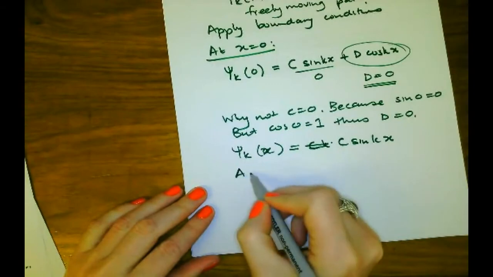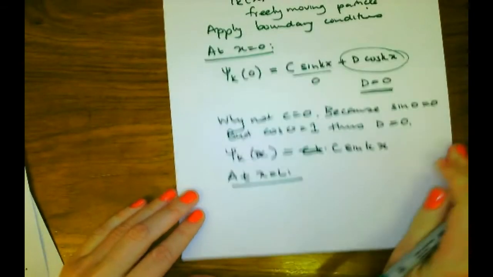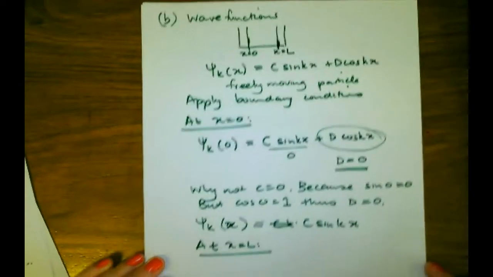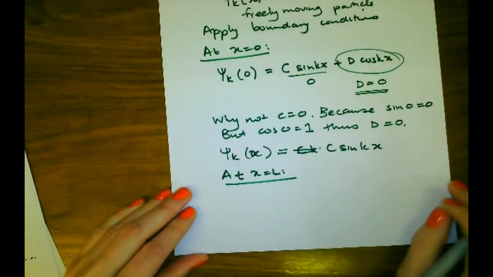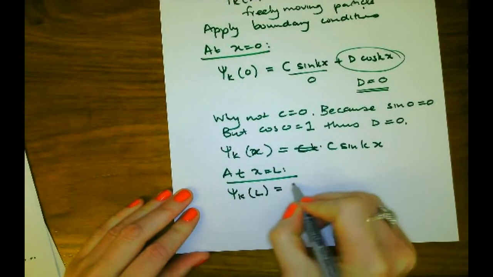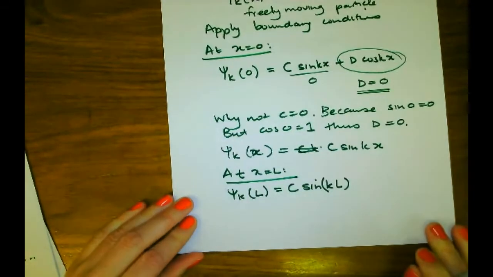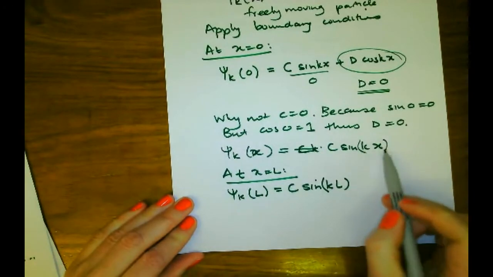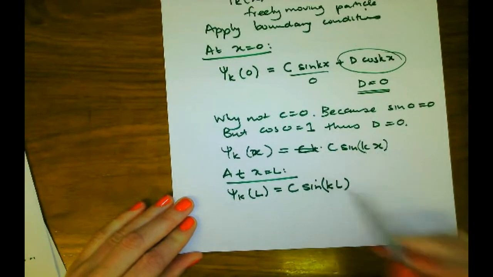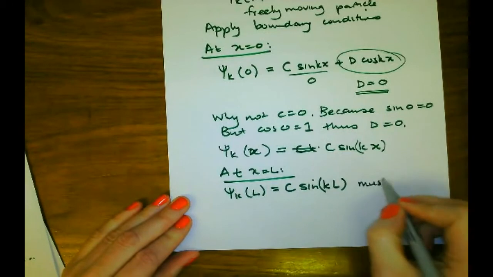Now let's look at the second wall, at x equal to L. At that point the wave function also needs to go to 0. So the wave function at point L is c sine kL. I've just replaced the x with an L because I'm working at the point x equal to L. So that must also be 0.